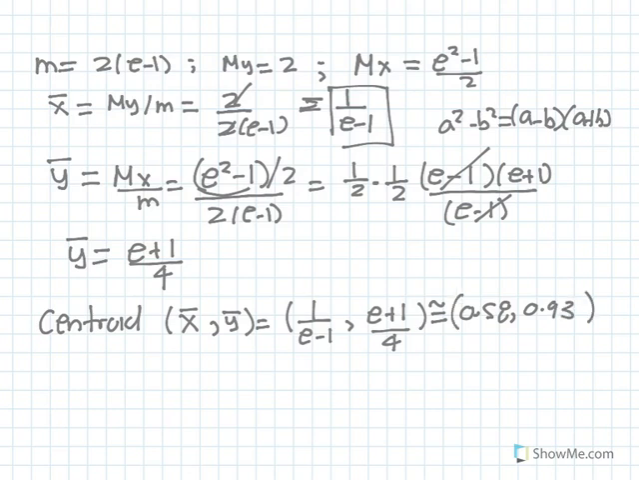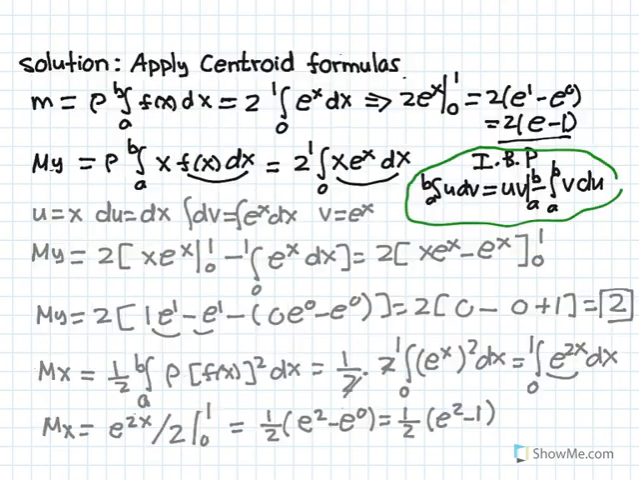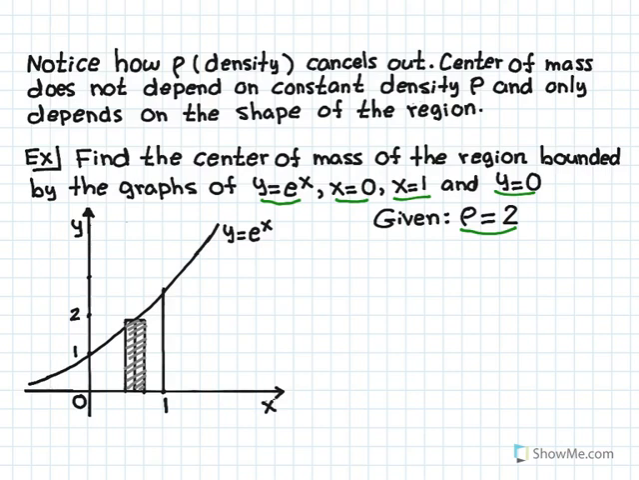Now, does this answer make sense? Well, let's go back to the drawing that we have, the sketch of the function. That kind of makes sense, 0.58. So the x-coordinate of center of mass is 0.58. And the y-coordinate is 0.93. So somewhere in here, roughly about there, and that's reasonable.